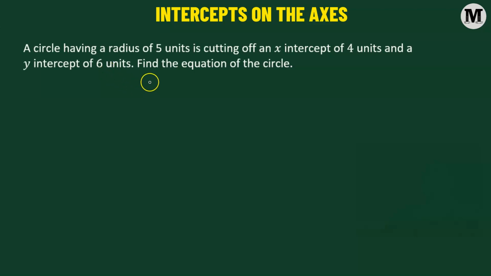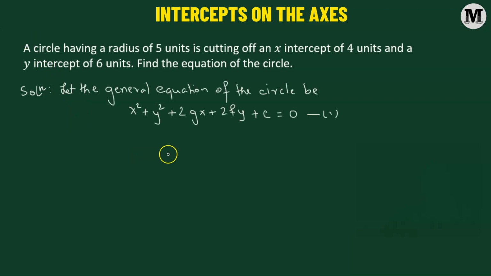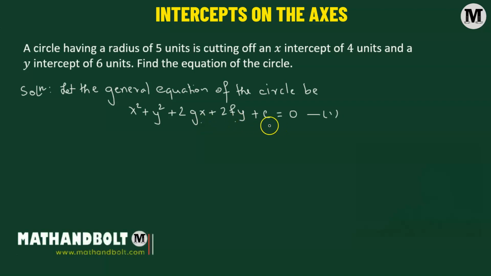A circle having a radius of 5 units is cutting off an x-intercept of 4 units and a y-intercept of 6 units. Find the equation of the circle. Let us begin. Here we'll first consider the general form of a circle. Our task will be to compute the value of the constants g, f and c.